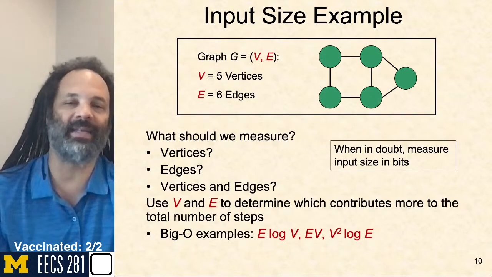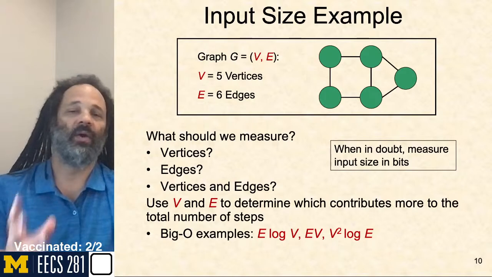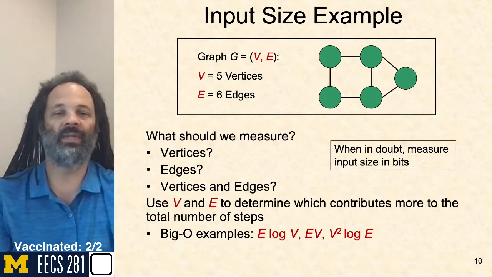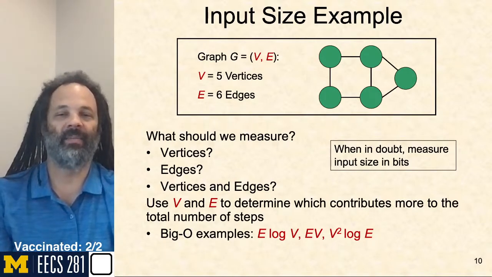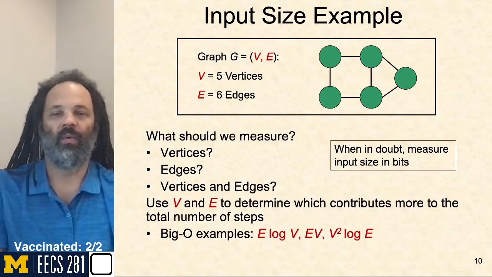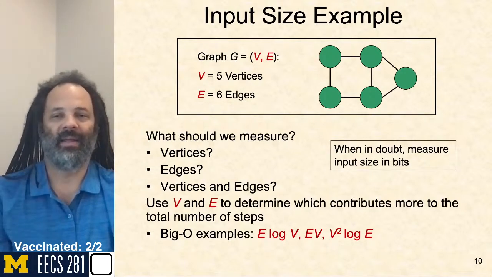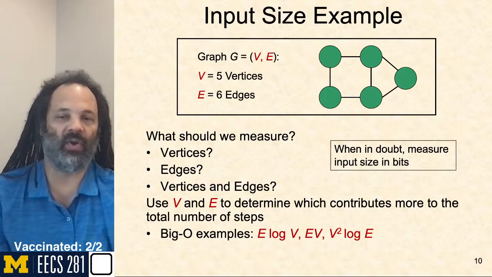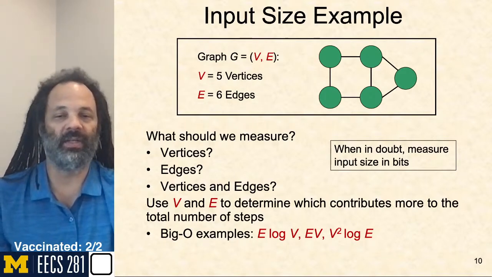So here's an input size example. I've got a graph up here with these 5 green nodes and 6 edges that connect them. And so the question is, what is n? Should I be measuring these vertices or nodes? Should I be measuring the edges? Do I measure the vertices and the edges put together?